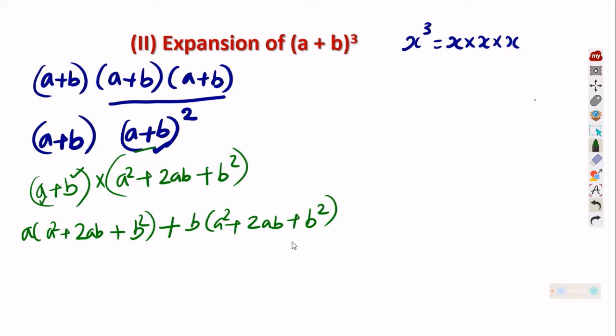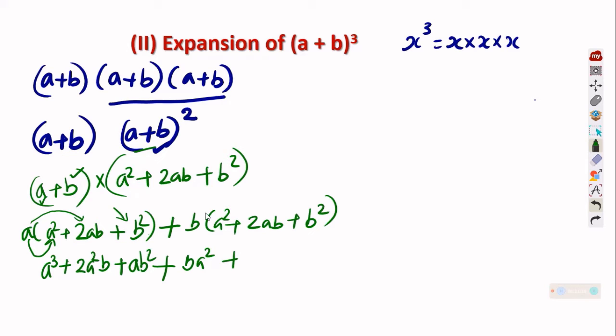Now some new development has happened. Now a into a square is a cube. The same way a into 2ab is equal to 2a square b. Now a into b square is ab square, correct? The same way here also, the bracket is open now, b into a square we can write as ba square, plus b into 2ab means 2ab square, b into b square means b cube.